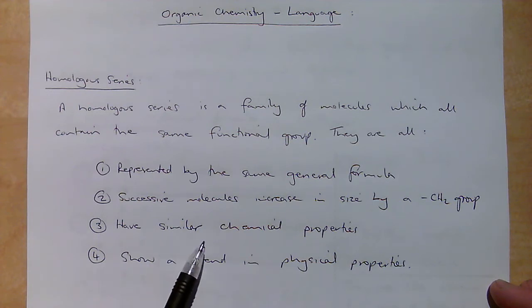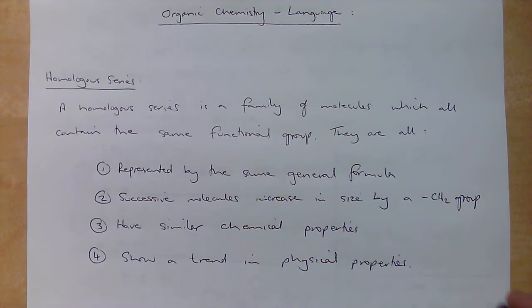They have similar chemical properties, and then they show a trend in physical properties, and that word trend is very important, because as our carbon chain length gets longer, physical properties such as melting point and boiling point change as the strength of the intermolecular forces increase.